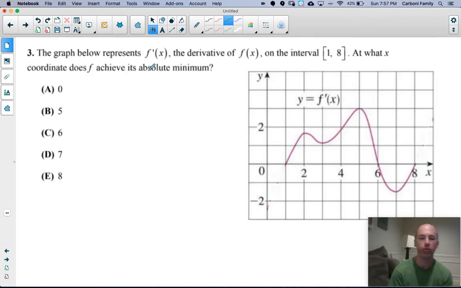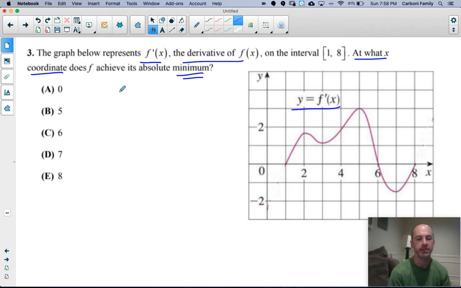So here's another one, except this one you're given a graph of the derivative, and anytime you are presented a graph or a table, always identify what that graph represents. And in this case, we are told 3 times that it is the derivative. We're on a closed interval 1 to 8. And this one, notice at what x coordinate. It's asking very explicitly for the x coordinate where the function achieves its absolute minimum.